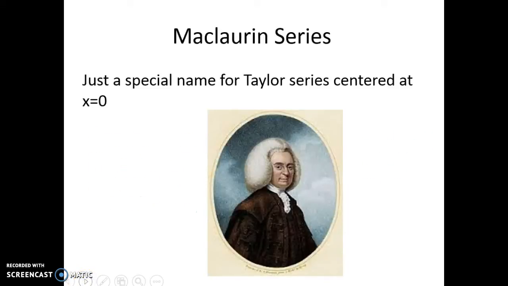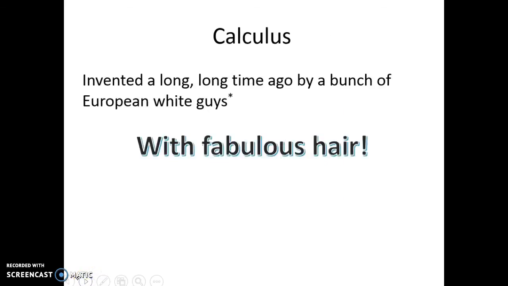Okay, Maclaurin series are just a special name for Taylor series that are centered at 0. I don't know why this guy gets his name in the textbooks, because all he did was center his Taylor series at 0. But the moral of the story is that calculus was invented a long, long time ago by a bunch of European white guys with fabulous hair.